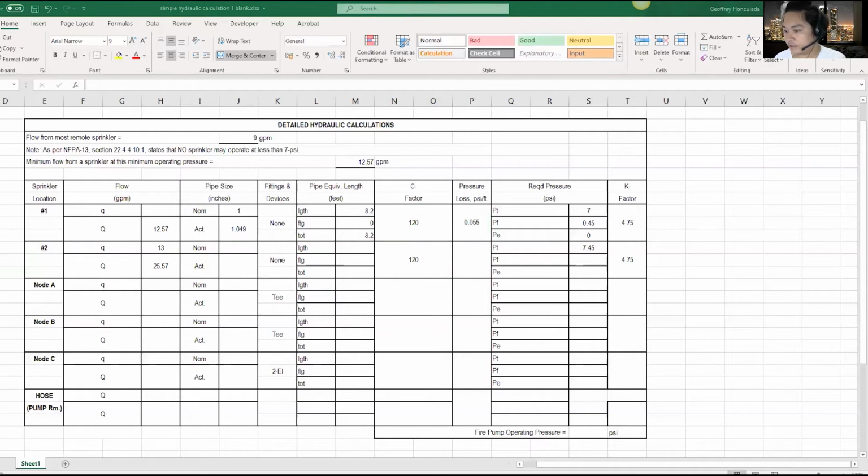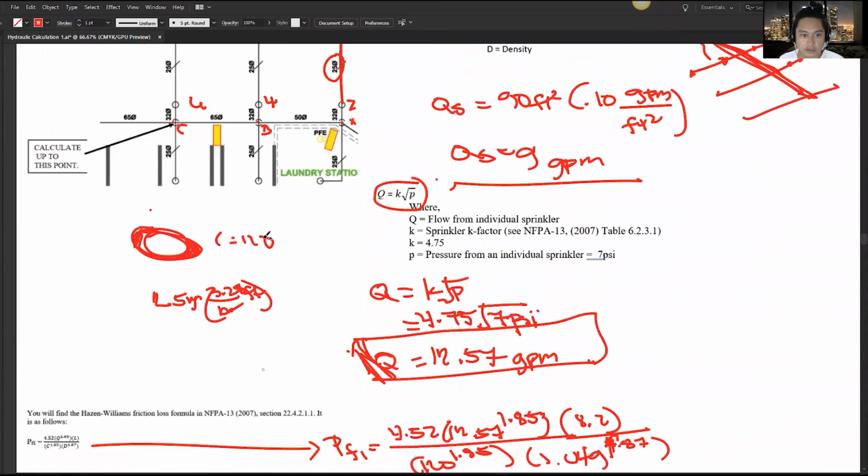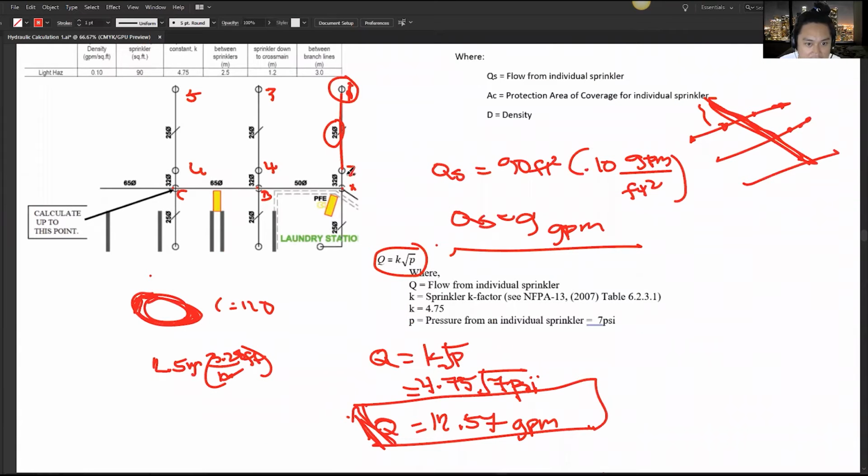Actually, let me just fill this up till node C, because we are to calculate up to node C. The K factor is only up until sprinkler 2, because there's no sprinkler 3, 4 here. They're just symmetrical, so we can just use a flow adjustment later on. Now the pipe size. Let's get back to the problem.